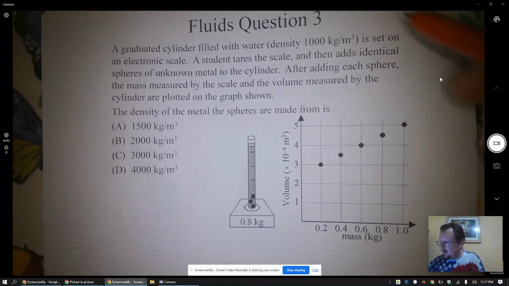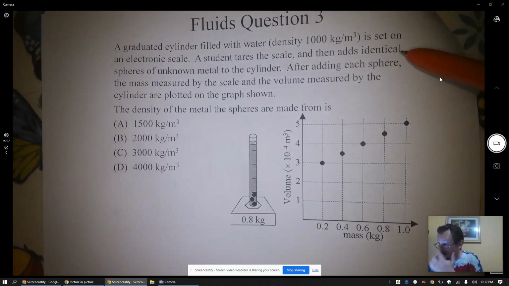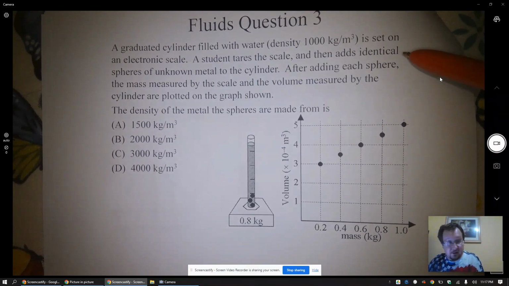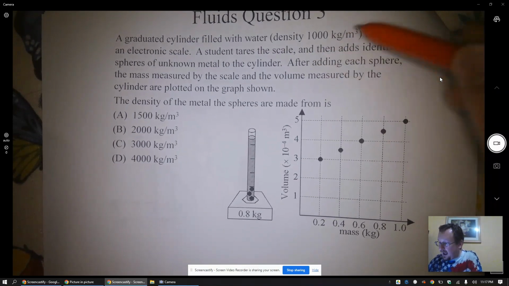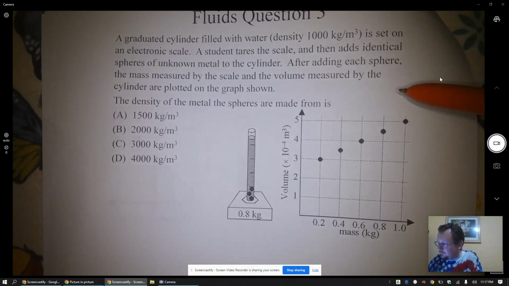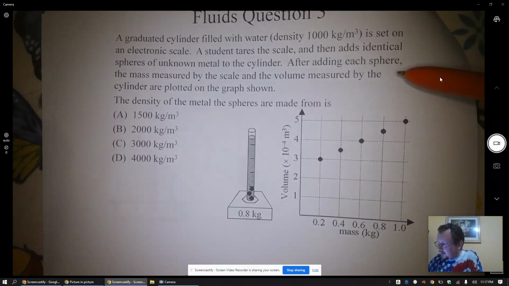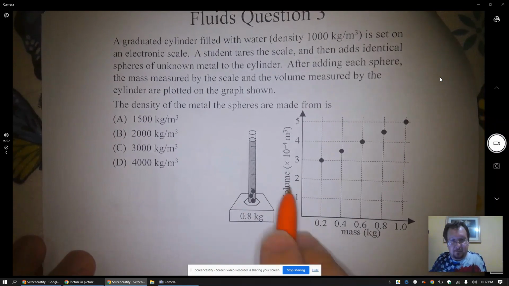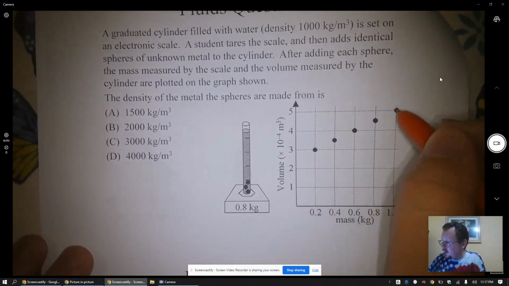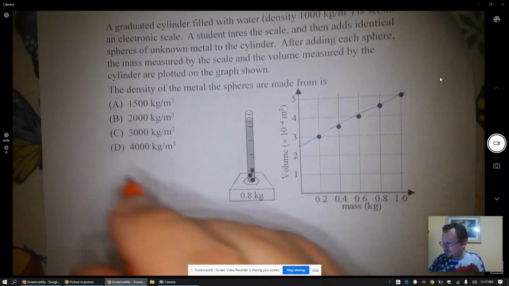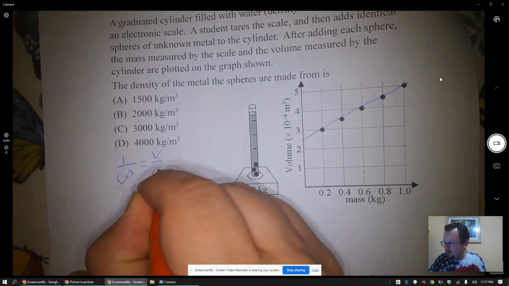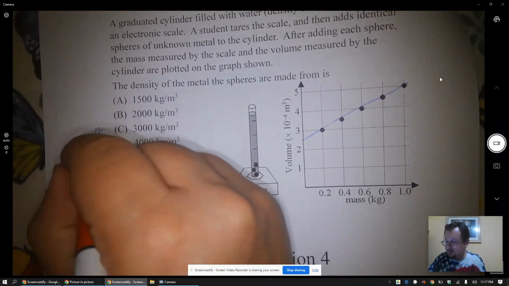All right, so this time, a graduated cylinder is filled with water and set on an electronic scale. Student tears the scale after putting the graduated cylinder on it, and then adds identical spheres of unknown metal to the cylinder. After adding each sphere, the mass measured by the scale and the volume are recorded. What is the density of the metal? Okay, now this time, volume and mass are on the wrong axes. So if I take the slope, that will be the reciprocal of the density. So 1 over the density is volume over mass, because density is mass over volume, right?